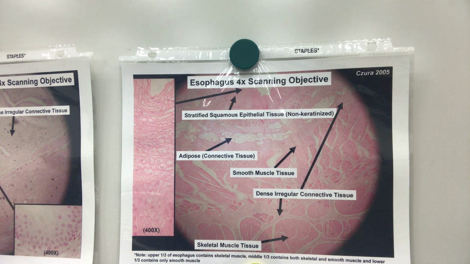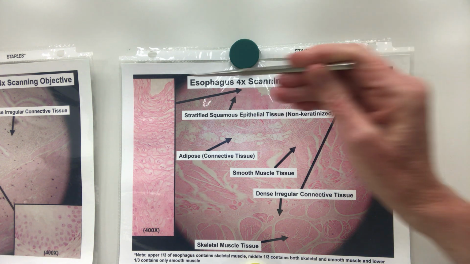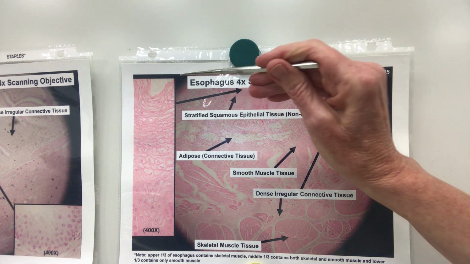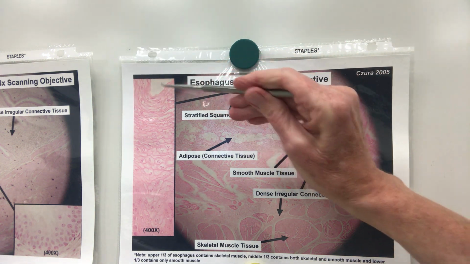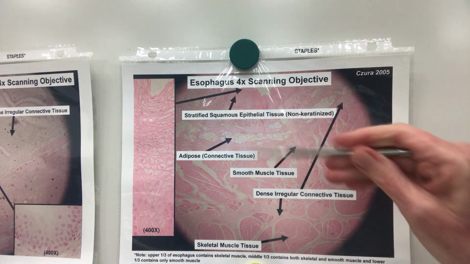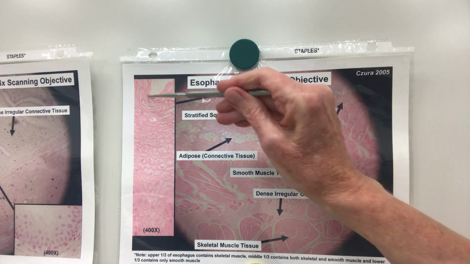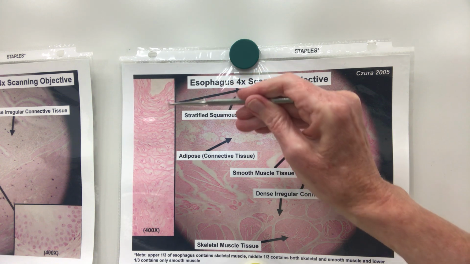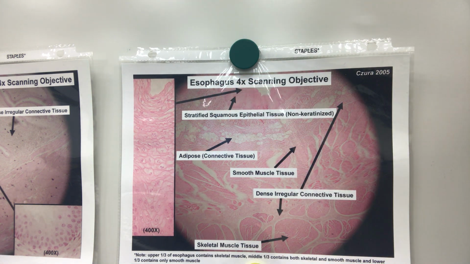We have two different types of stratified squamous. This is called stratified squamous non-keratinized. These cells do not produce keratin. This is found in your esophagus where it's moist, so you want to keep those cells nice and healthy all the way up to the surface. And you can see the little nuclei in there to indicate that these are living cells.